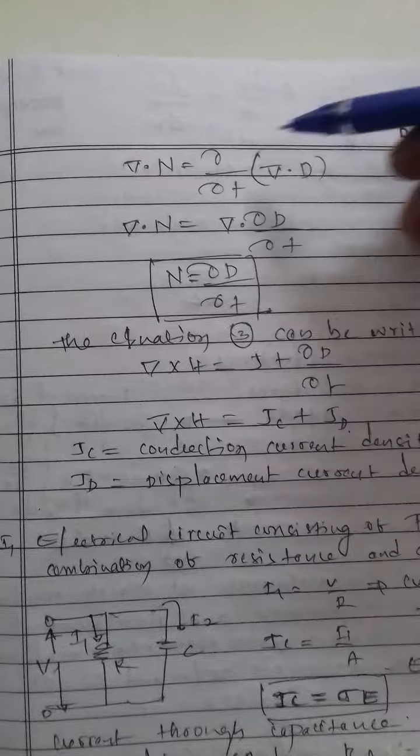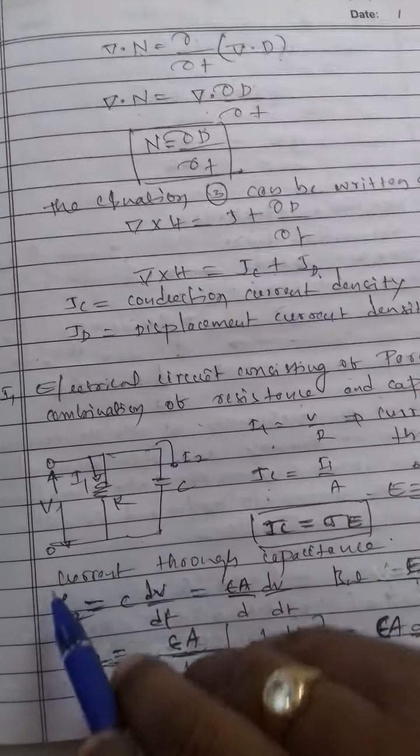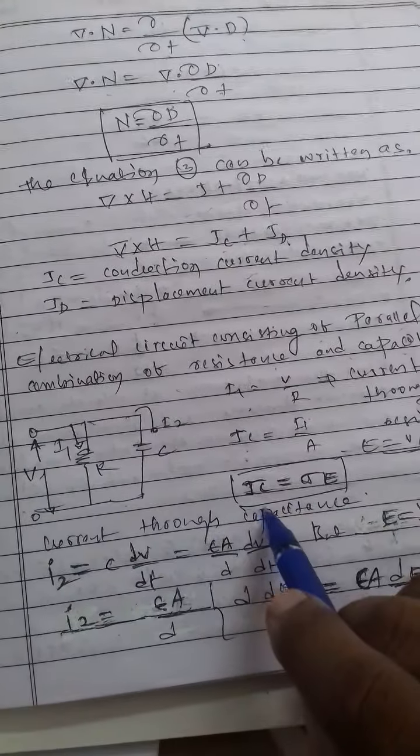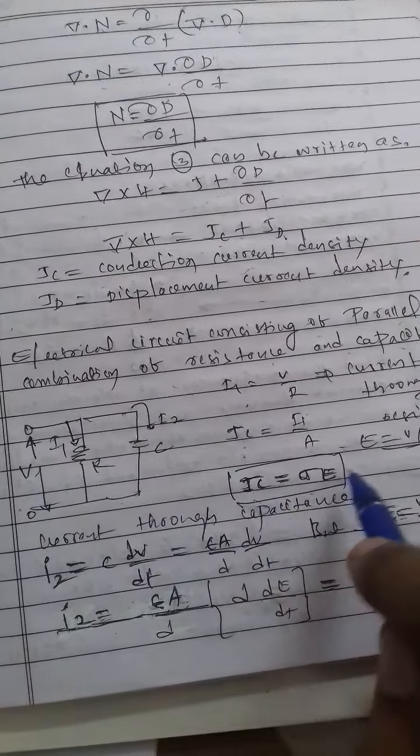Consider an electrical circuit consisting of a parallel combination of resistance and capacitance. I1 is equal to V upon R, that is the current through the resistance, and Jc is equal to I1 by A, with E is equal to V upon d. Here is the current I1, here it is current I2, and this is equal to sigma E. The current through the capacitance is I2 is equal to C dV by dt. C is epsilon A upon d, so dV by dt, but E is equal to V upon d. I2 is equal to epsilon A upon d into dE by dt.